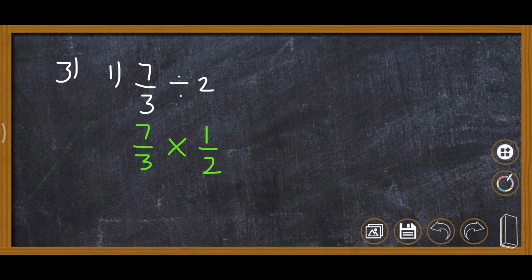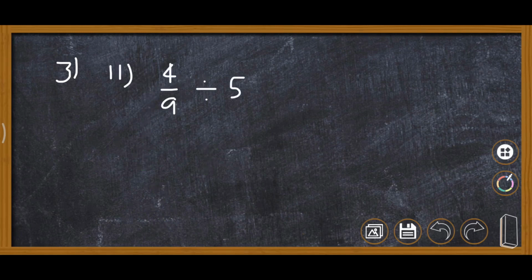सो 7 upon 3 मल्टीप्लाई 1 upon 2. अब 7 जो है वो 1 से मल्टीप्लाई करेगा क्योंकि न्यूमरेटर न्यूमरेटर से मल्टीप्लाई करता है और डिनोमिनेटर डिनोमिनेटर से. तो 7 1 से करेगा तो 7 1 ज़ा 7, और 3 2 से करेगा तो 3 2 ज़ा 6. तो 7 upon 6 is the answer.